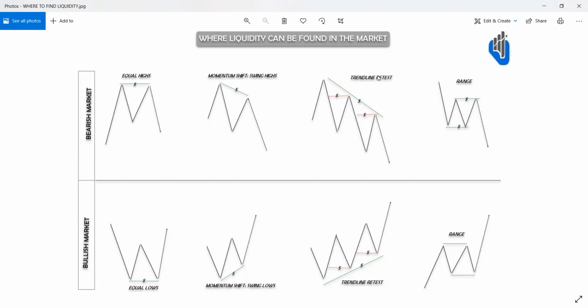So where does price normally find liquidity in the market? Equal highs, then a shift downward, trend line retest, then a range. That means price will look up to take out these equal highs and sell down. Price will take out this and sell down. On a bullish market, we have equal lows, which price will look up to, take out the equal lows and move upward. We have the momentum shift upward, then the trend line retest, then the range. That is what price will possibly do.